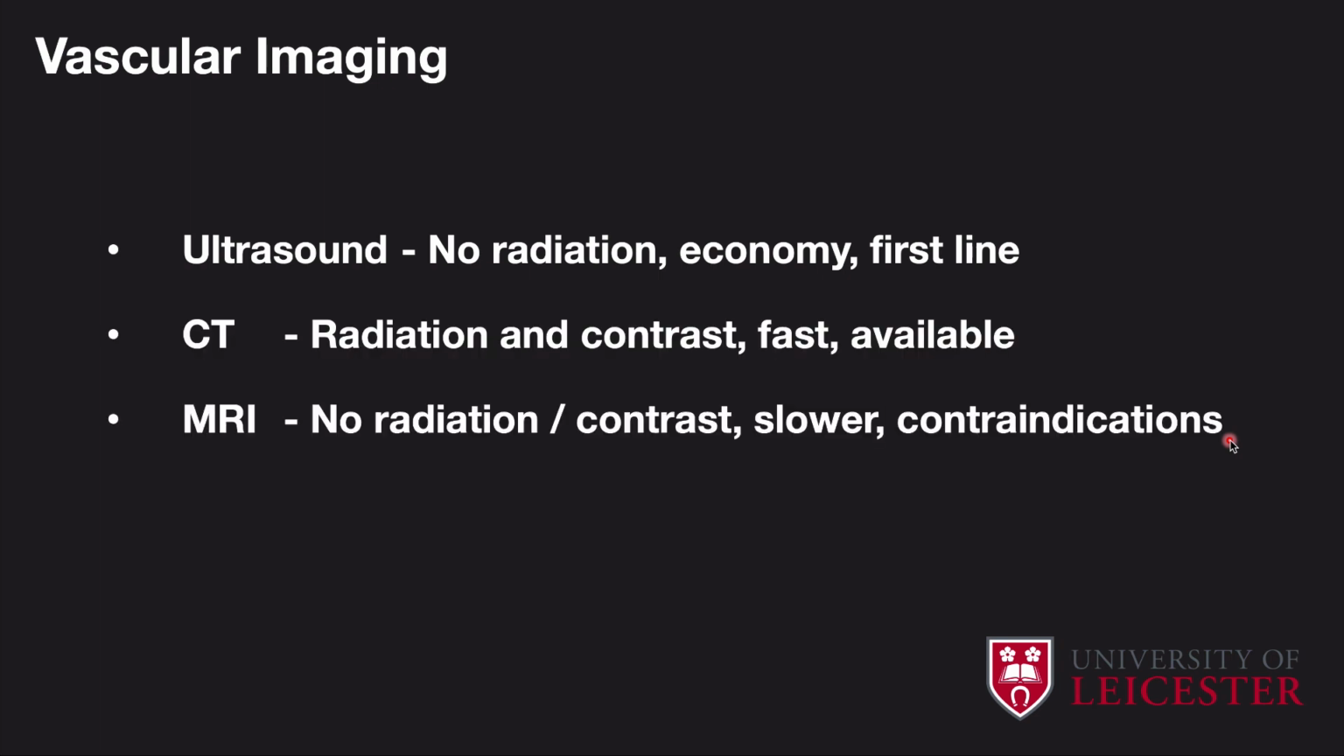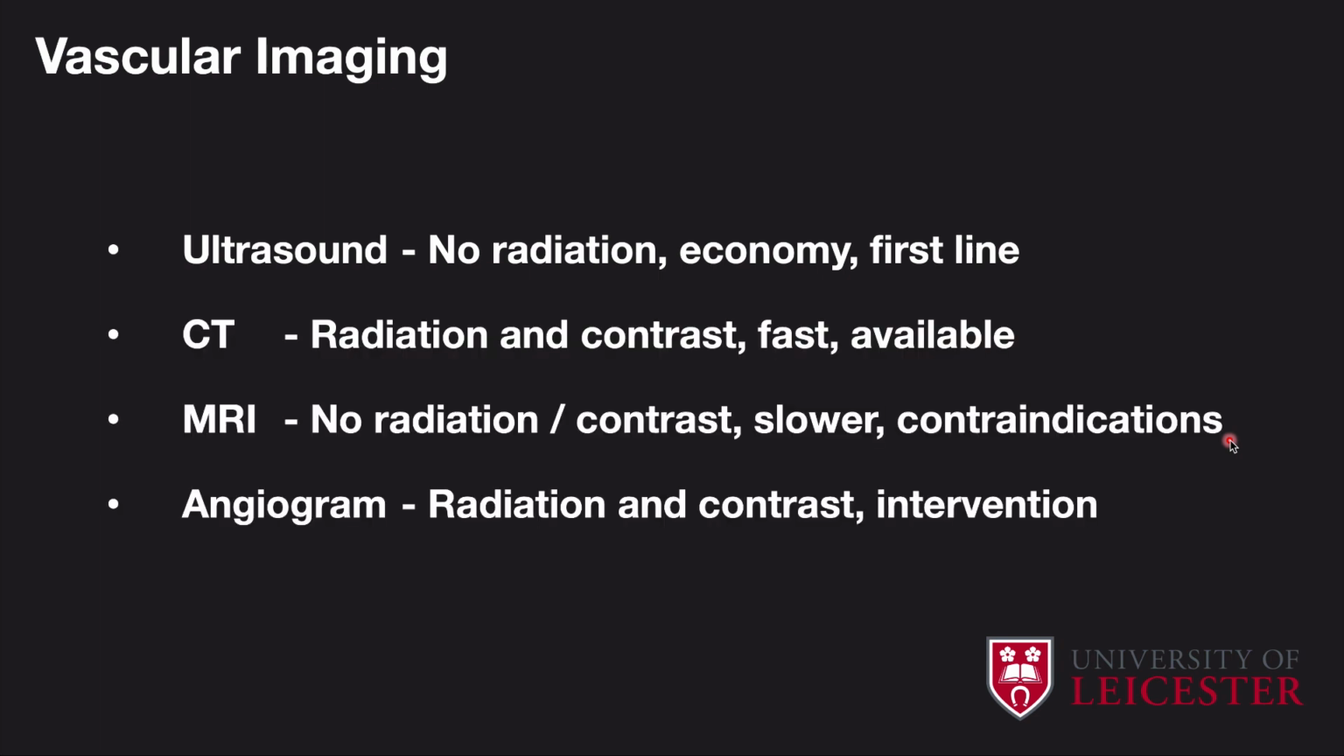We have gone through a quick and broad review of vascular imaging. As a summary, ultrasound involves no radiation or contrast use. It is relatively cheap and is considered in most circumstances to be the first-line investigation. CT and MRI produce detailed images. However, CT is quicker, but involves radiation and contrast use. This is the choice when imaging is needed urgently.